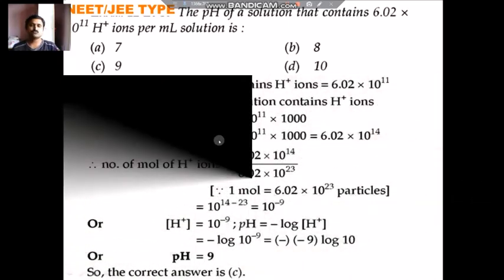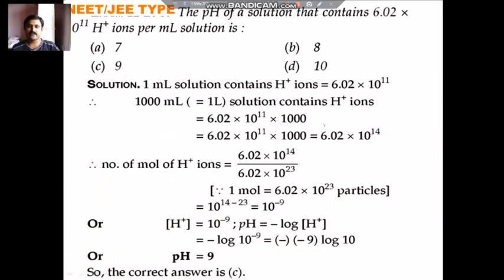Let us see. The ions given will be divided by the Avogadro number. But here only 1 ml is given and we need 1000 ml to calculate the concentration. So in 1000 ml how many ions will be there? That is 6.02 into 10 to the power of 14. We multiplied 1000 with the given 1 ml value.